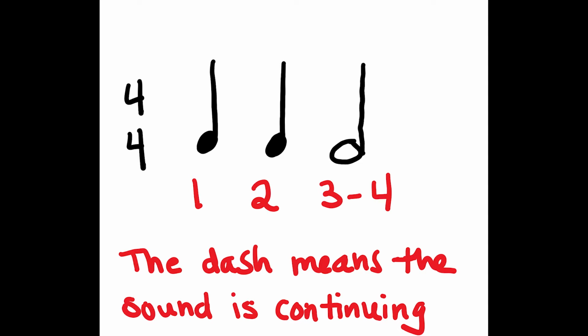Okay, so here is a different example. This one, I switched the 2 quarter notes at the end for a half note, which is equal to 2 beats. And instead of putting 1, 2, 3, 4, I put 1, 2, 3-4 because the sound is continuing. So 1, 2, 3-4. I always keep the hands together, and I want you to keep your hands together so you know the note is longer.